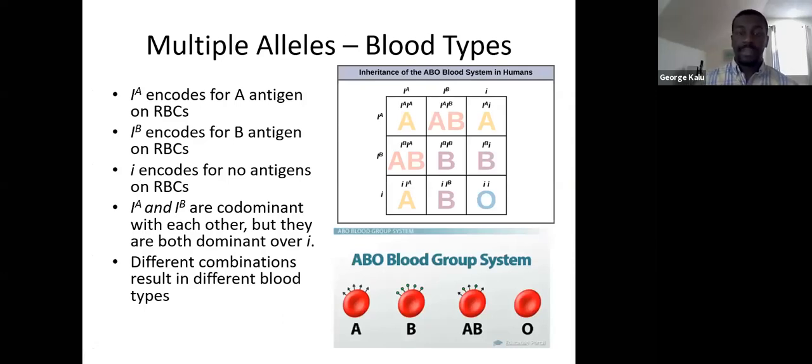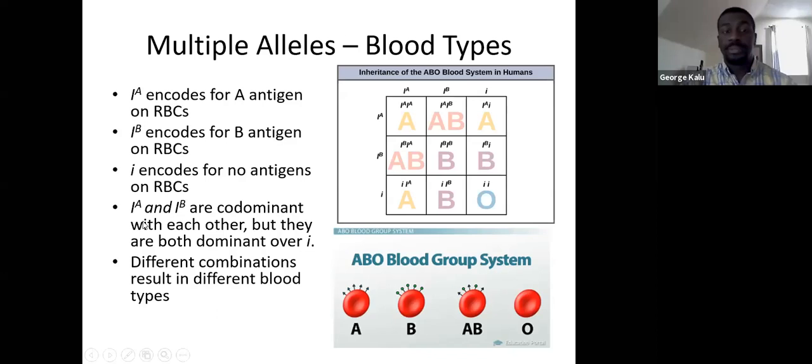So one place where we do see multiple alleles is when it comes to our blood types again. As we've seen already, the IA allele is going to code for the A protein or the A antigen on your red blood cells. The IB allele will code for the B protein on your red blood cells. But there's also a third allele, the little i allele, and the little i actually does not encode for any proteins. You don't get anything here, so these are essentially going to not code for anything in particular. So that's where we end up with the type O blood type.